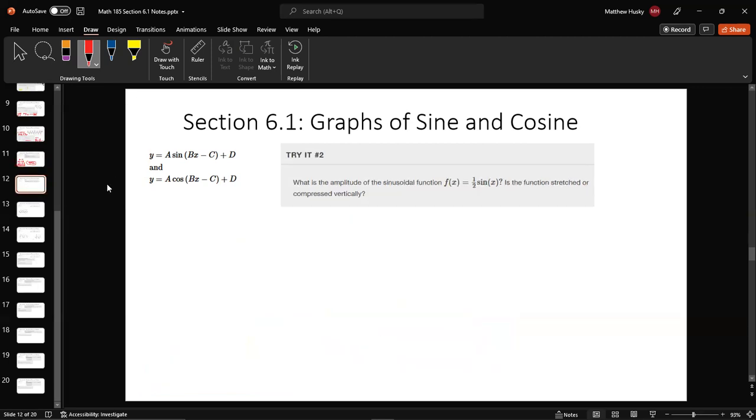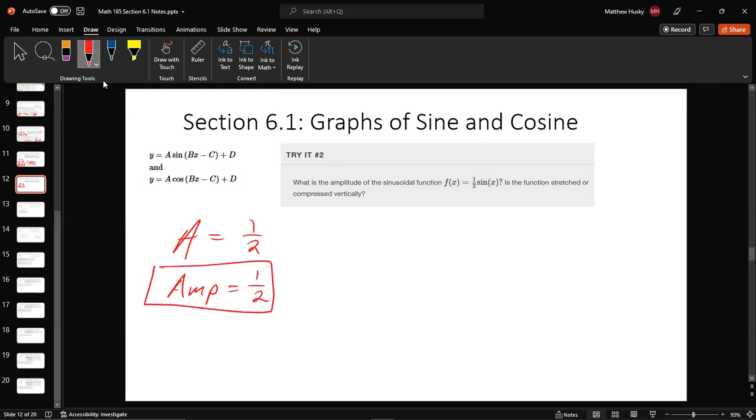Let's see. What is the amplitude of that? And then is it stretched or compressed vertically? Okay, so we got 1/2 sine of x. So fun fact, A is just going to be 1/2. So the amplitude is a half. There you go. That's the amplitude.